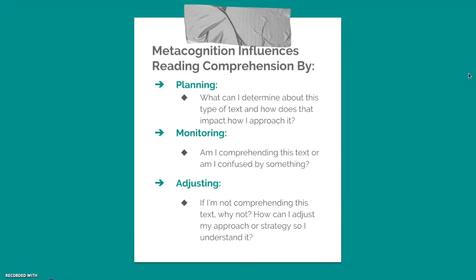So first we'll talk about planning. When you're planning, you ask questions like, what can I determine about this type of text, and how does that impact how I approach it? You plan how to approach a text based on what can be determined about the style of the text. By analyzing the type of text to be read, the reader can develop a plan for how to approach it based off of what they know about that type of text.